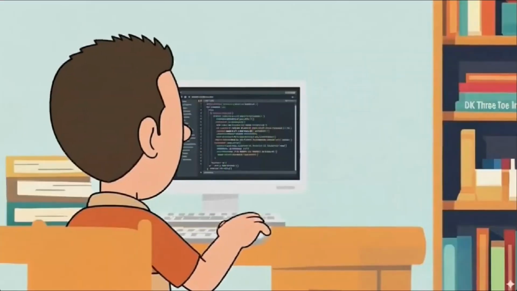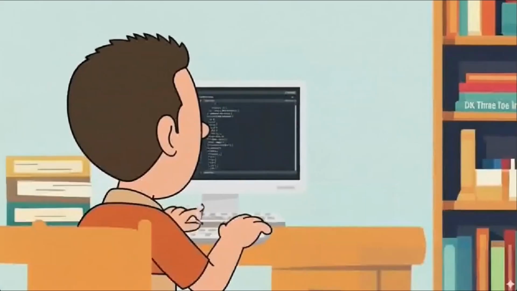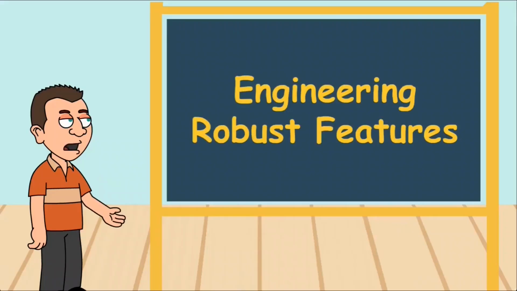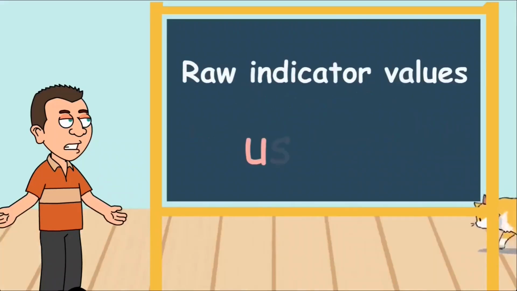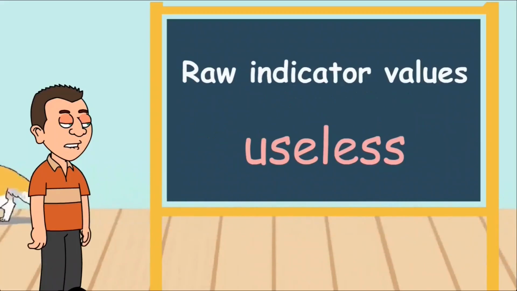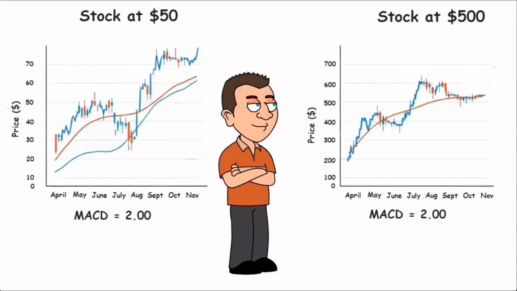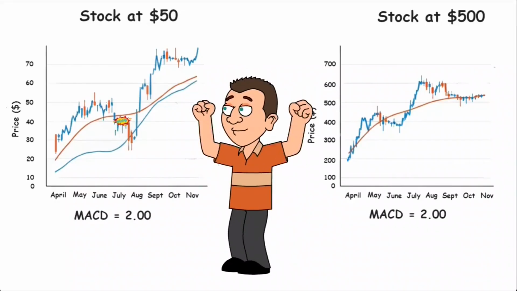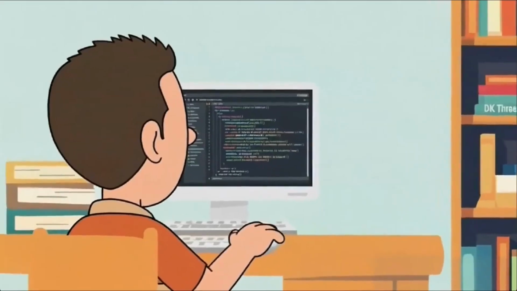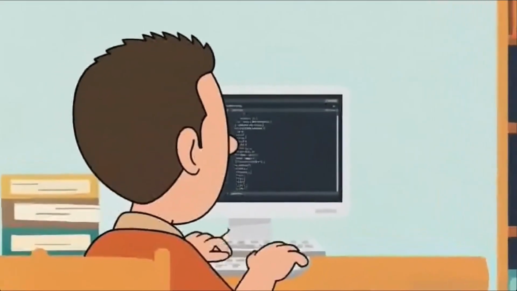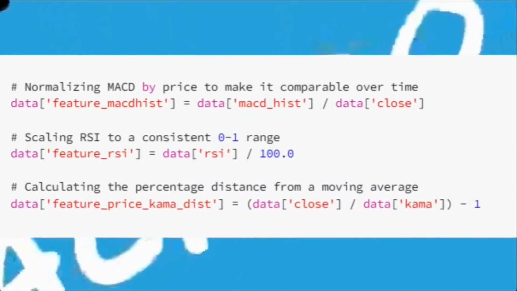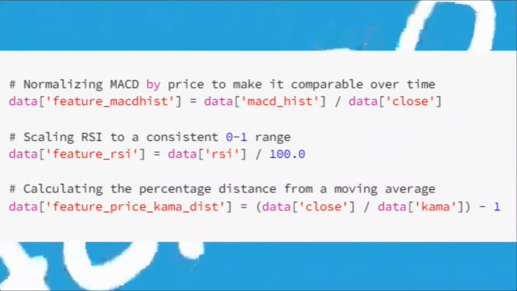To truly understand the transformation, let's look at the code. The journey from a flawed rule to a robust feature involved several critical calculations. Engineering robust features. The biggest leap came from how we created features. Raw indicator values are often useless for models learning from long-term data. For example, a MACD value of $2 is huge when a stock is at $50, but meaningless when it's at $500. We solved this by normalizing the features, creating signals that are independent of the price level. This gives the model a consistent signal to learn from, whether it's looking at data from 2005 or 2025.